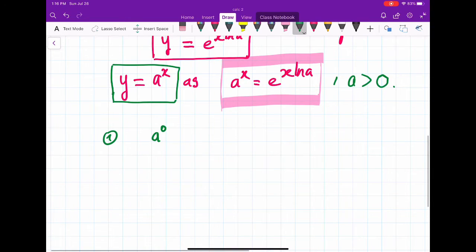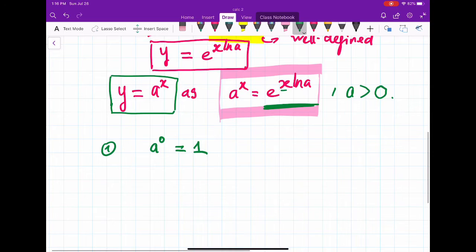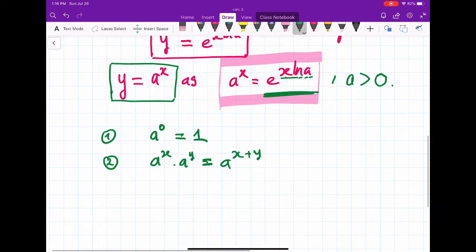Okay, so using this definition, the exponential function y equals a to the x has the following properties. If you have 0 in here, a to the 0 is just 1, right? Why? It's obvious, from here, when you plug in x equals 0 to this part, you get 0 times ln a is 0. e to the 0 is just 1, okay? Second property, if you have a to the x and you multiply with a to the y, you get a to the x plus y. This comes from the property of the natural exponential function. So I think you can check it yourself.